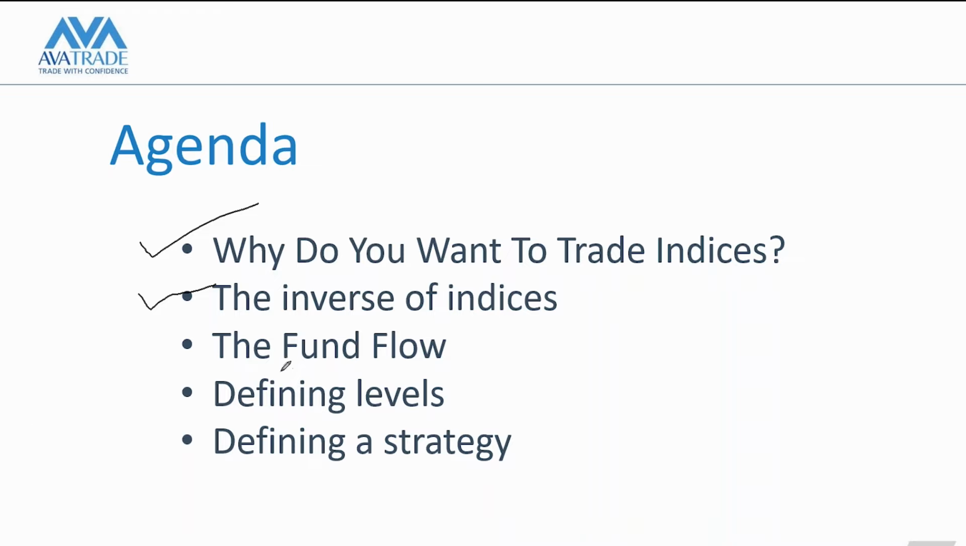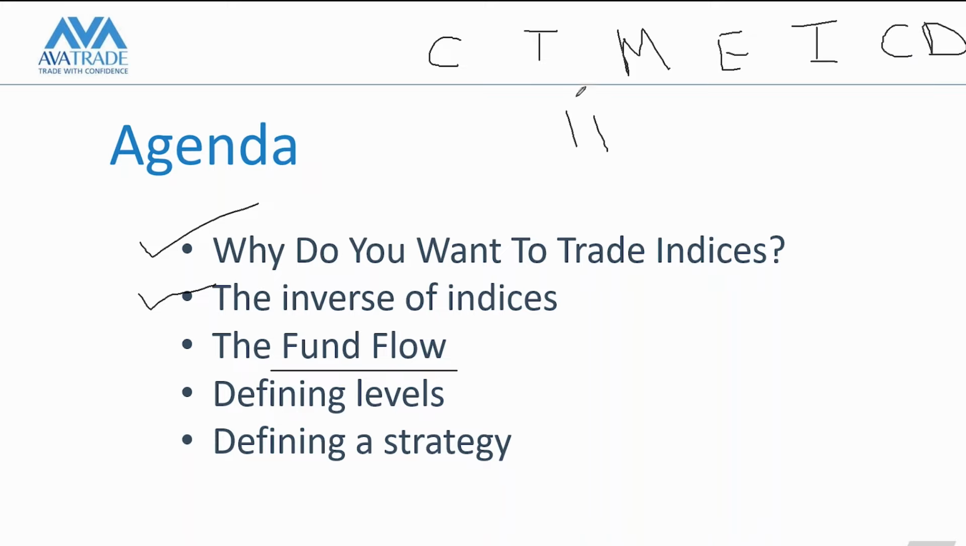Now, fund flow is basically a determination of whether the money is going into the consumer sector, the technology sector, the material sector, the energy sector, the industrial sector, or the consumer discretionary sector. So many different sectors. You have altogether 11 sectors of the S&P 500 index. So by looking at it, we see where the market is really moving.